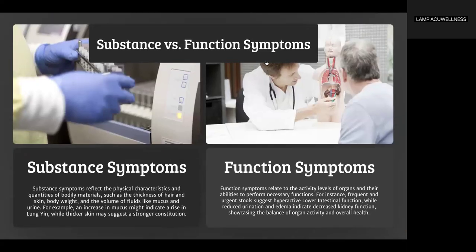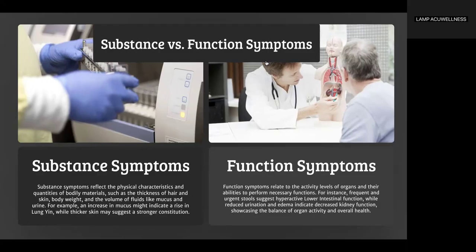Substance versus function symptoms. Substance symptoms reflect the physical characteristics and quantities of bodily materials, such as the thickness of hair and skin, body weight, and the volume of fluids like mucus and urine. For example, an increase in mucus might indicate a rise in lung yin, while thicker skin may suggest a stronger constitution. Function symptoms relate to the activity levels of organs and their abilities to perform necessary functions. For instance, frequent and urgent stools suggest hyperactive lower intestinal function, while reduced urination and edema indicate decreased kidney function, showcasing the balance of an organ activity and overall health.